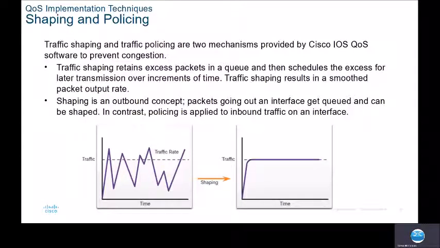All right, shaping and policing. Shaping and policing are 2 mechanisms used by QoS software to prevent congestion. So traffic shaping retains excessive packets in a queue and then schedules the access for later transmission over increments of time. Traffic shaping results in a smooth packet output rate. Shaping is an outbound concept. Packets going into an interface get queued and can be shaped. In contrast, policing is applied to inbound traffic on an interface.